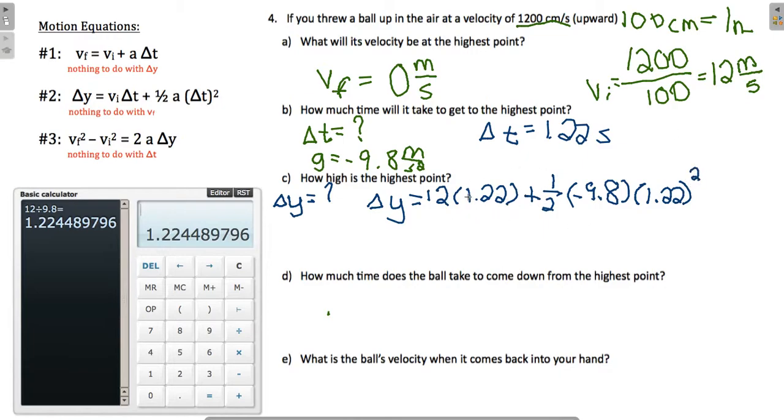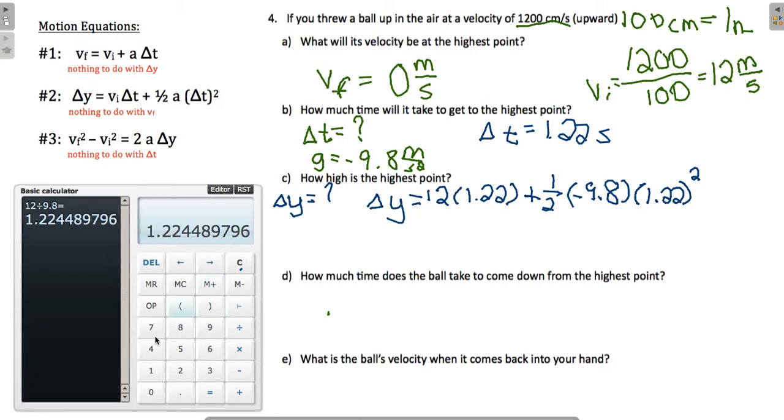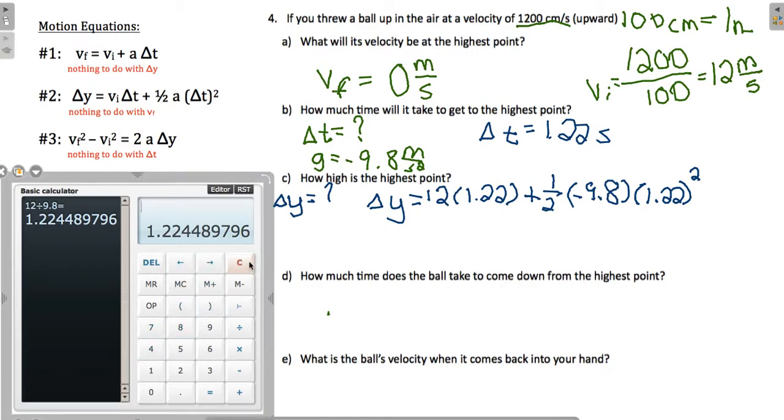Alright, so now it's just math. We have to solve both of these sides. So let's solve this left side of the equation first. 12 times 1.22. So in the calculator here, I'm going to clear this out. 12 times 1.22 gives us 14.64.